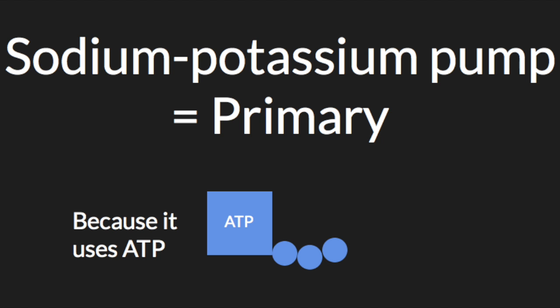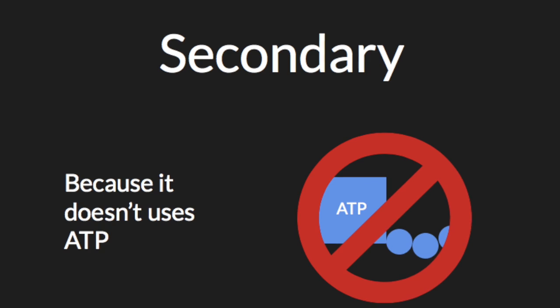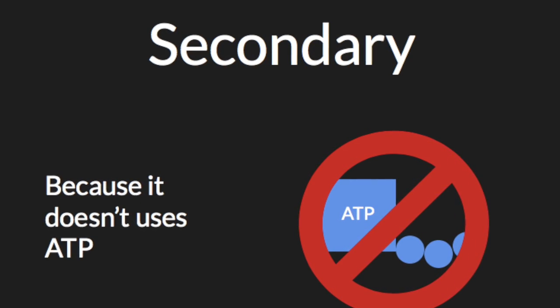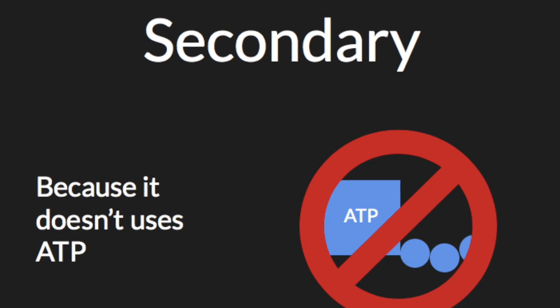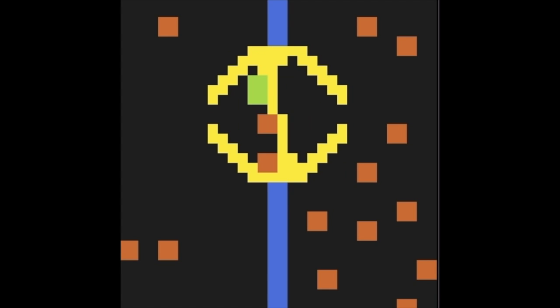It is primary because it uses ATP. The other type of active pump is secondary because it does not use ATP. It instead uses the difference of molecules to power itself. A good example is the sodium-glucose pump.